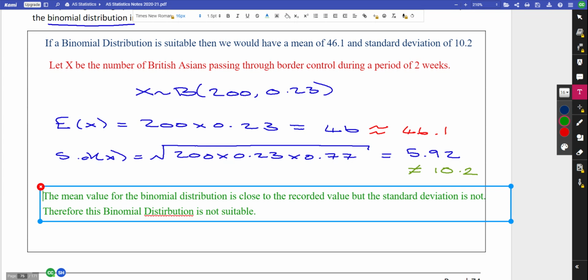So it wouldn't give us a good model to represent this situation, because we would need to be close on all of them. You're not looking for it to be exactly the same, but if both of them were close to each other, then you would be able to draw a conclusion that it's a good model, because a model is not going to be exact. It is just a representation to help us make predictions, but in this case, the way that the model is spreading the data out is not good enough, and therefore we should not use this binomial distribution.